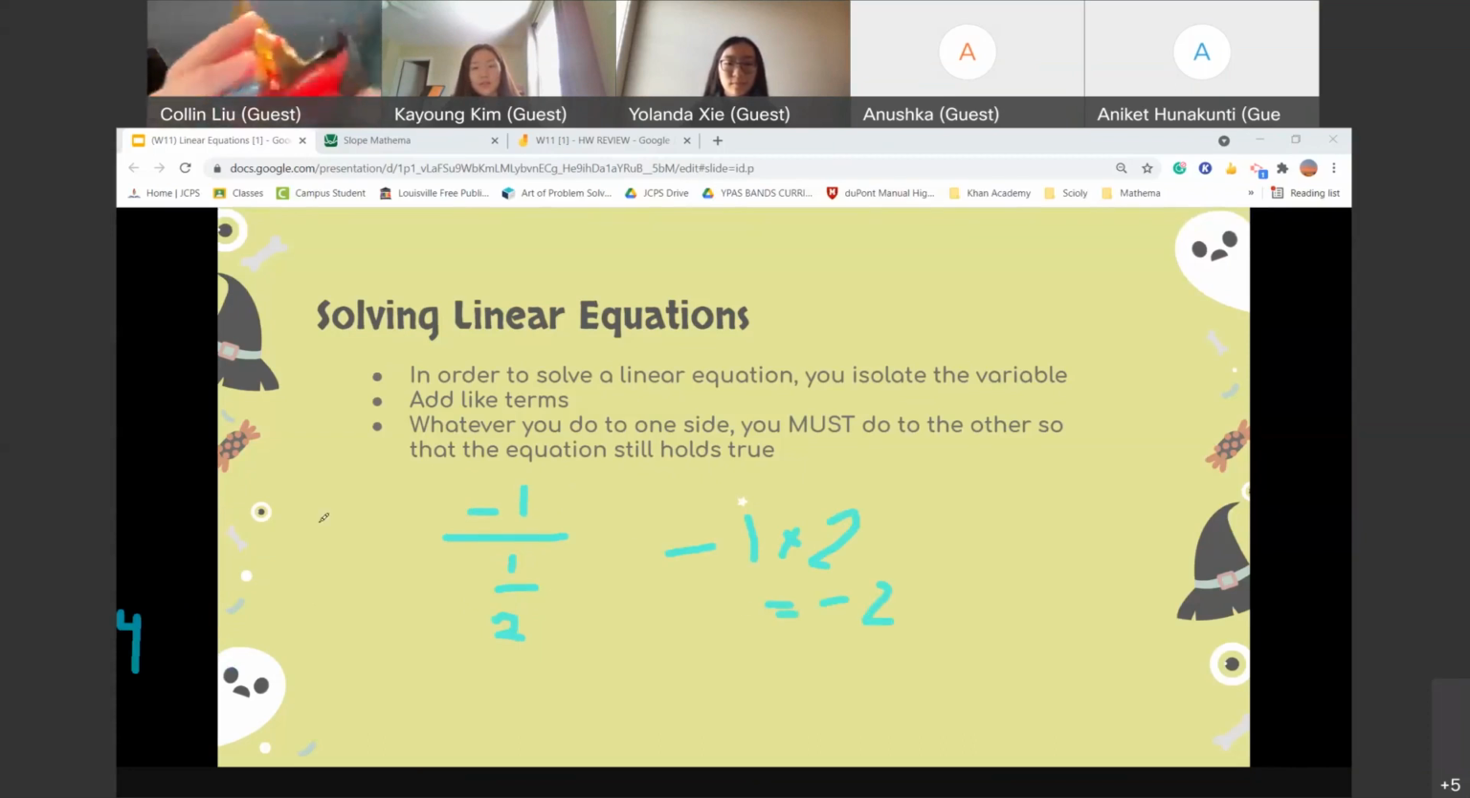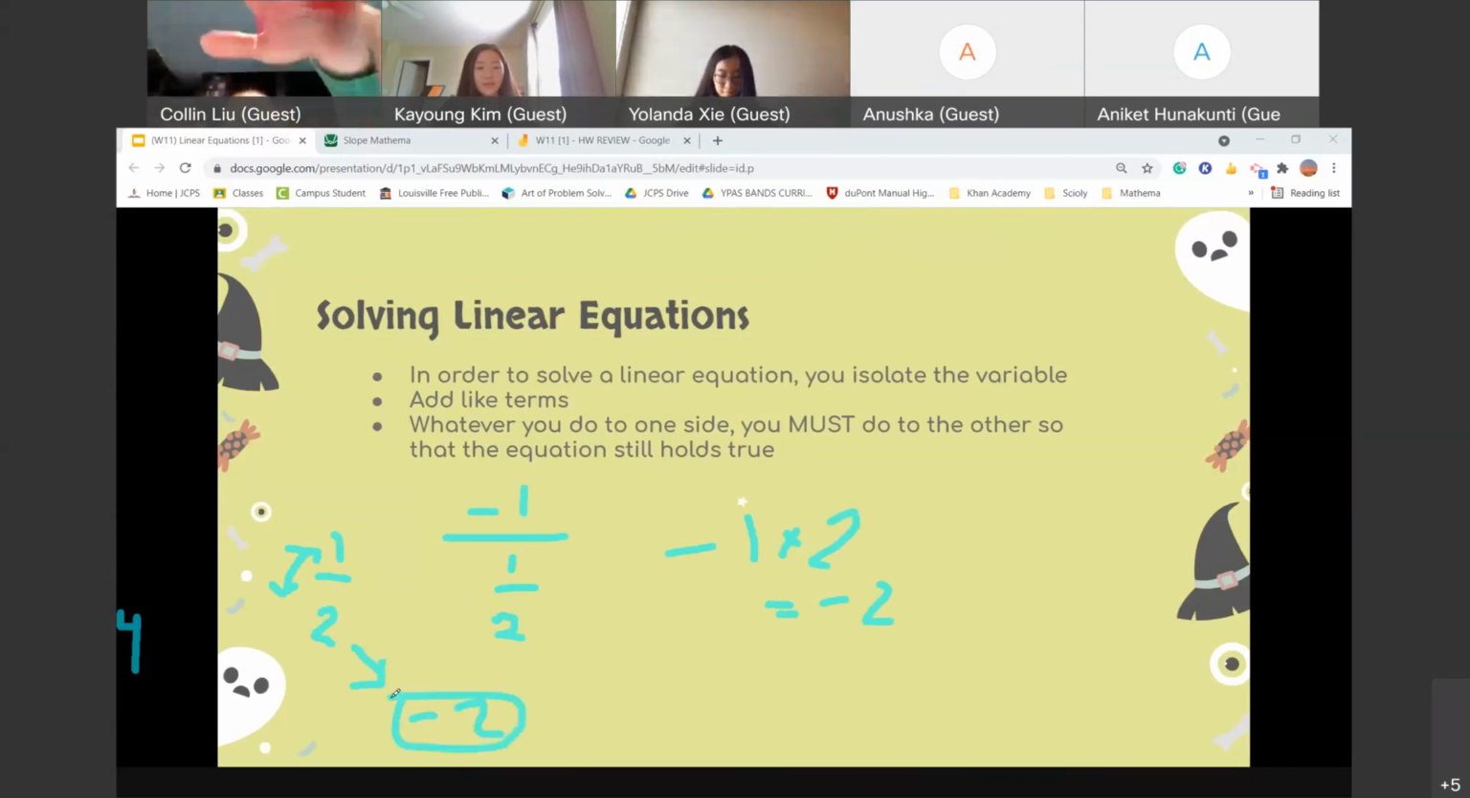Or you can do it this way. With 1/2, I find the reciprocal: I switch the top and the bottom, and that becomes 2. But now I have to put a negative sign in front of it, so that becomes -2. Does that help? Yeah, flip the fraction and change the sign, right? Yep, exactly. Okay, thank you.